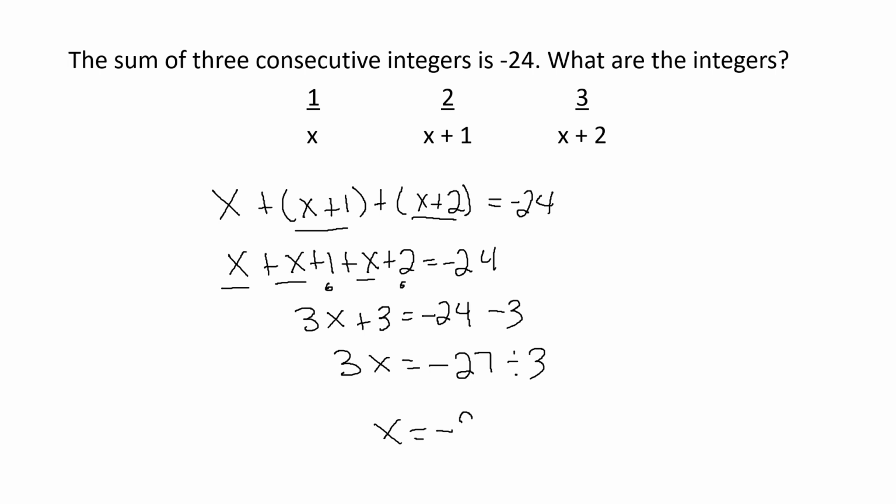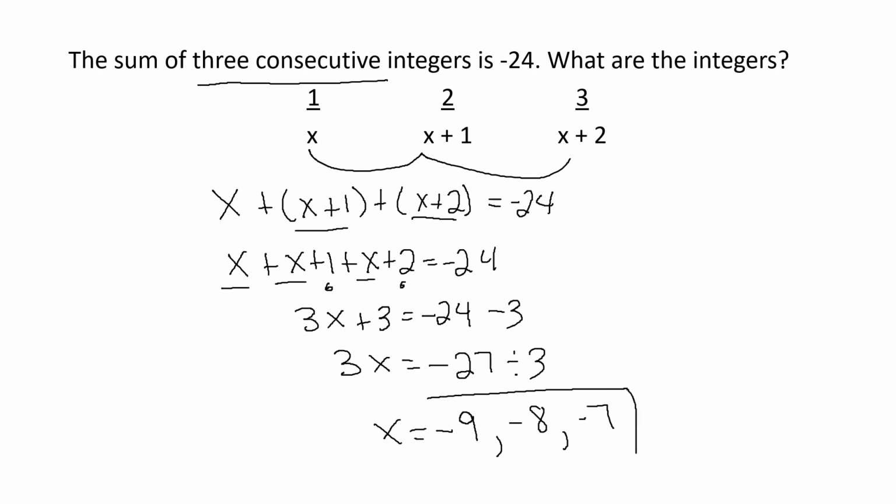Now, we need 3 consecutive integers: x, x plus 1, x plus 2. If it's negative 9 on a number line, the next one would be negative 8 and negative 7. And remember, the negatives are working backwards because we're going up, if that makes sense. All right, so there is that one.